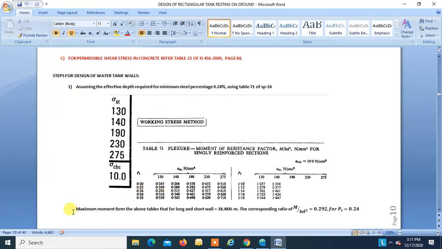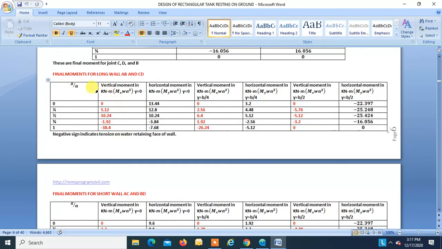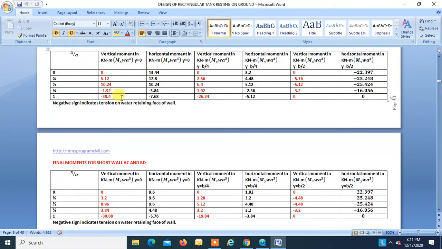So we will take the maximum moment. We are going to keep the thickness of short wall and long wall the same, so we will provide the depth for the maximum moment, whether it is vertical or horizontal, in long or short wall. We have to take the maximum. Let me show the table. These are the moments for long wall, and maximum is 38.4. These are the moments for short wall, and maximum is 30.08, but out of these two, maximum is 38.4.